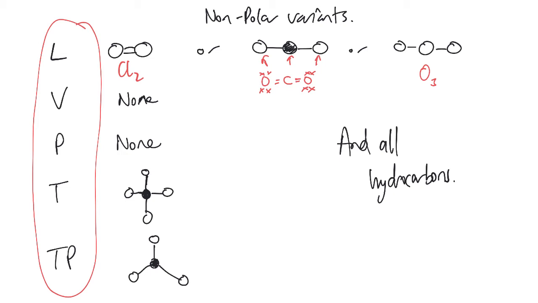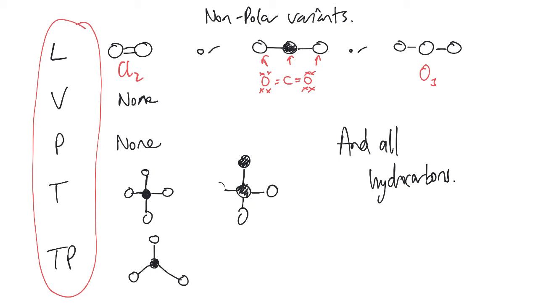There are no non-polar variants for V-shaped or pyramidal. They're always polar. For tetrahedral, you're looking for 1 in the center which is different, usually carbon, and 4 on the outside that are the same. Any other variation, such as 1 that is different from the other 3, is going to be a polar molecule. If you have 2 that are different, that's going to be a polar molecule as well.